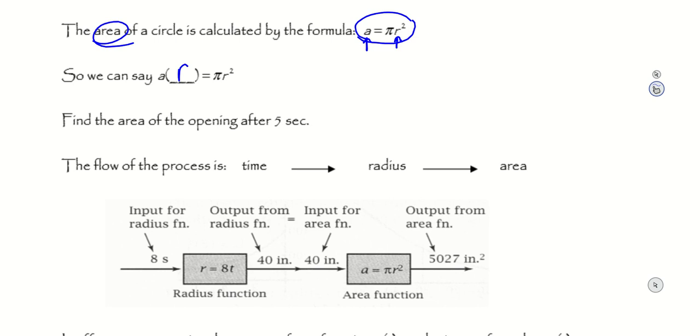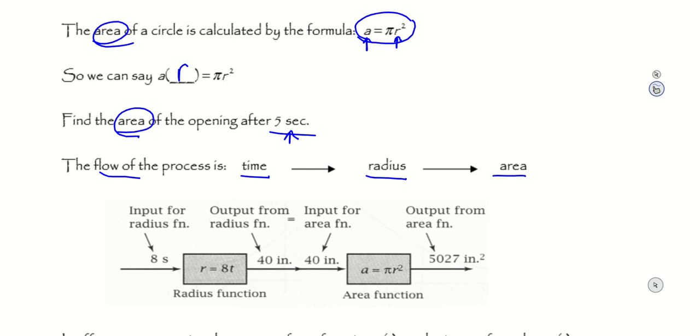So could we find the area of the circle after 5 seconds? Well, here's the flow of our process. We start with the time, 5 seconds. From there, we would need to find the radius, and we know how to do that when we have a time. And then with the radius, we can find our area.